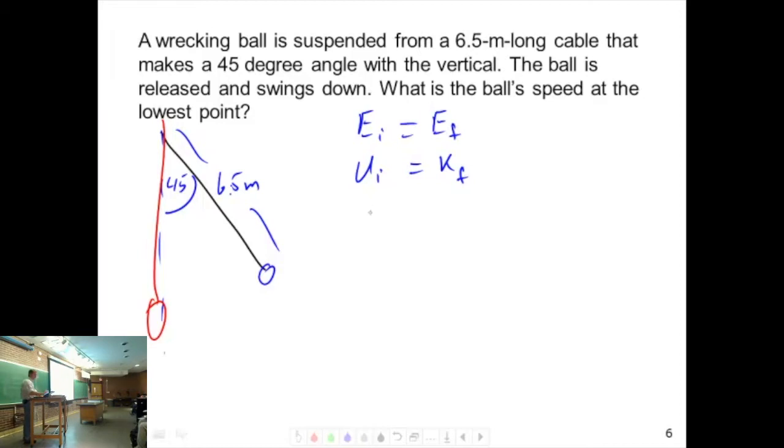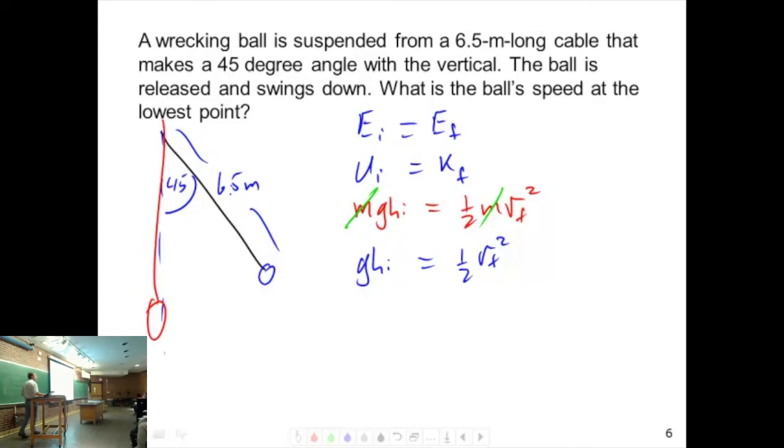So this is mgh initial equals 1/2 mv final squared. What do we notice? Life simplifies for us. What goes away? Mass goes away. But I got a problem. What do I know and not know in that formula? Let me rewrite it here. So I've got gh initial equals 1/2 v final squared.